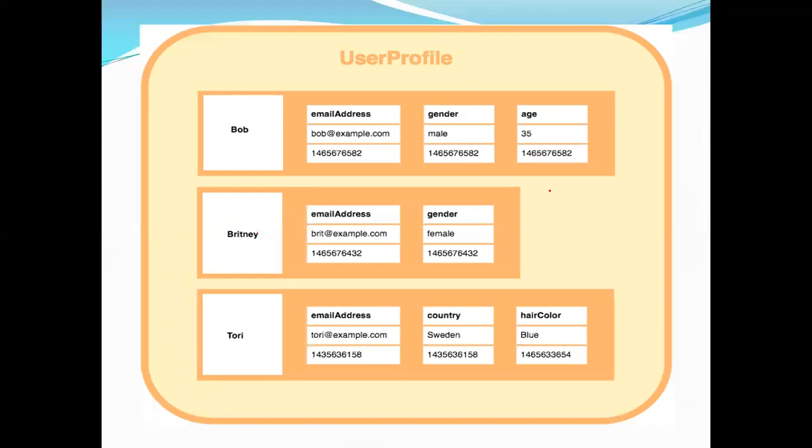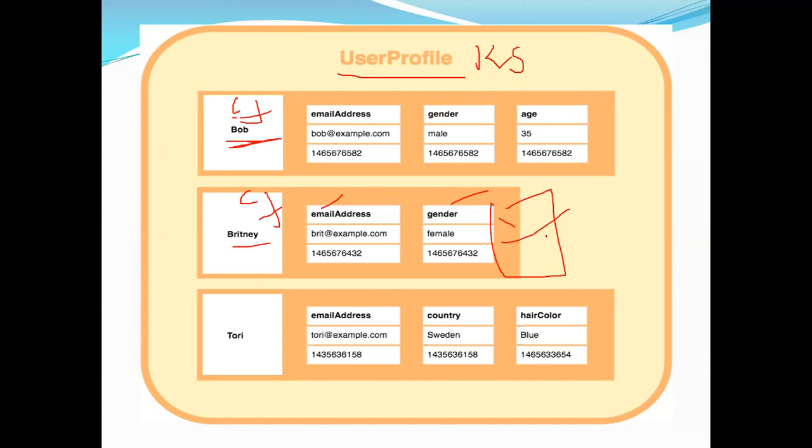See here, I have an example. Here, user profile. What is this? This is a keyspace. In this, Bob, Brittany, Tori. These 3 are the different persons of the column. So here, what are you writing? Email address, gender, age. So in this Bob column family, how many columns do you have? Email address, gender, age. But in the Brittany column family, we have only email ID and gender. There is no age here, right? That means the column families may be different from other column family members in the same keyspace.